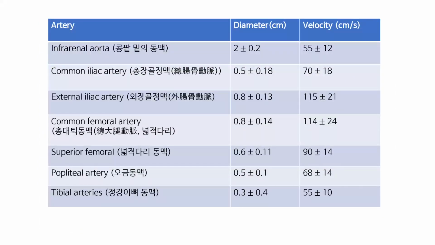This slide gives the diameter of the vessel and the velocity of blood in those vessels. So in the aorta, the diameter of the vessel is 2 centimeters and the blood speed is 55. In this kind of artery, the blood velocity is very high, 70, 115, 90.